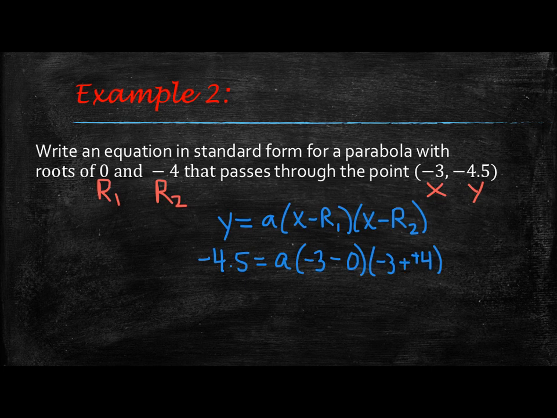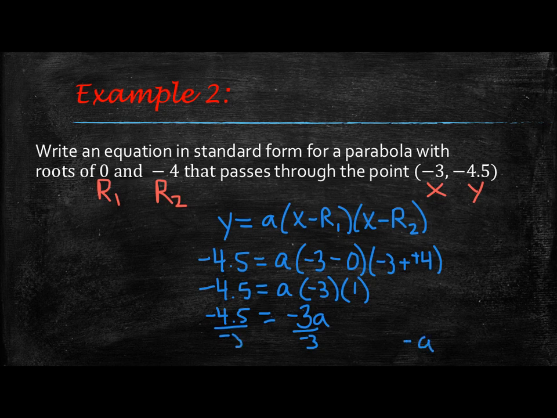So let's go ahead and simplify what we have. -4.5 equals a times -3 times +1. So on the right side here, we're going to have -3a, and on the left we still have the -4.5. So we're going to divide both sides by -3. And so our a is going to equal positive 1.5.